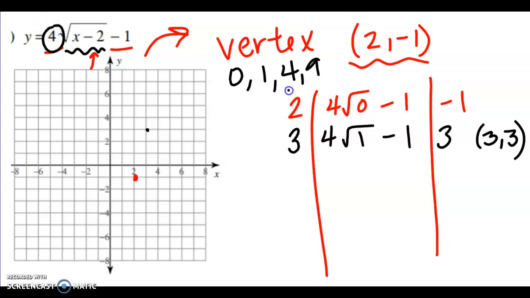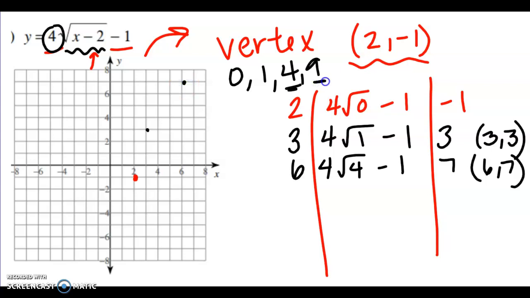All right, so the next number I want to get to is 4. How do I get the inside to 4? That's going to be a 6, because 6 minus 2 is 4, and the square root of 4 is what I want. And then that's going to be minus 1. So 4 times the square root of 4, which is 2, is 8, minus 1, which is 7. So 6, 7 is my next ordered pair. And that goes way up here.